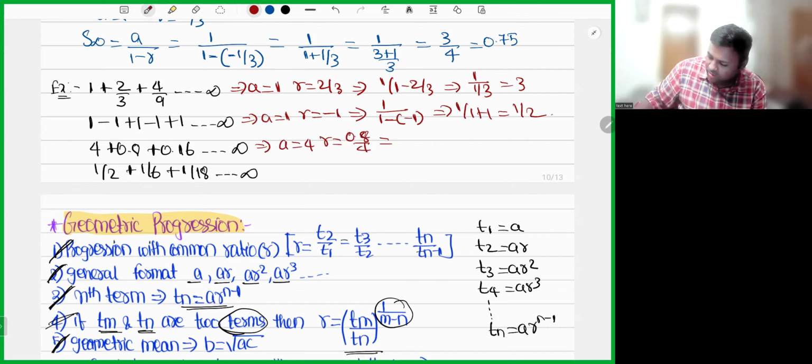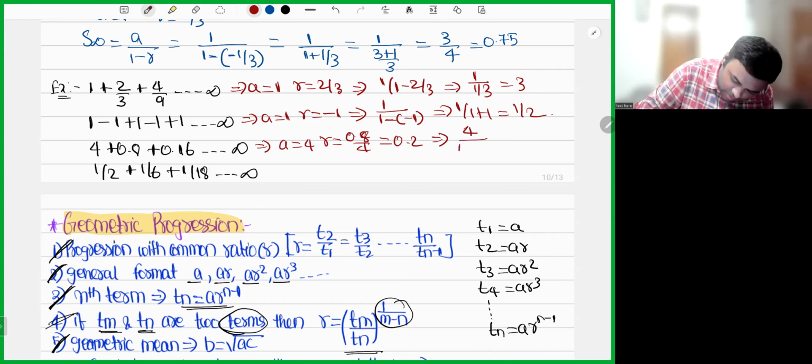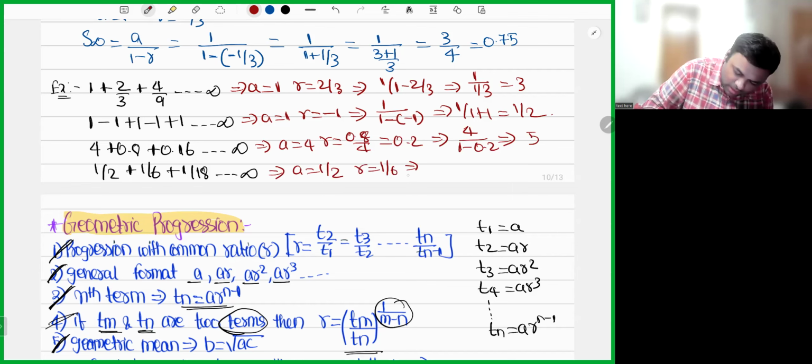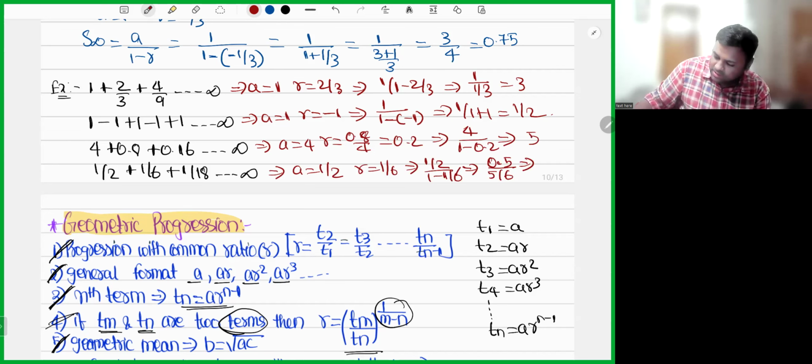0.8 whole divided by 4, that is 0.2. So A divided by 1 minus R. So 4 divided by 0.8. Perfect, 5. So this one, A is 1 by 2. Common ratio is 1 by 6. 1 by 2 divided by 1 minus 1 by 6. 0.5 divided by 6 minus 1 is 5 by 6. So 6 into 0.5 whole divided by 5. 0.6 is the answer.